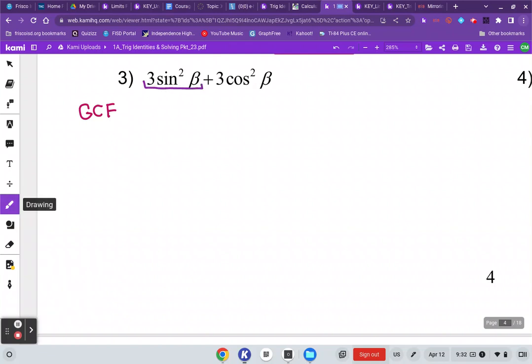So here's my first term. The addition is what separates the two. Here's my second term. What do they both have that I can take out? The 3, the number 3. Factor out the 3. And when I take it away from each term individually, I'm left with sine squared plus cosine squared. Now, hopefully at this point, that rings a bell. Yes, I do.